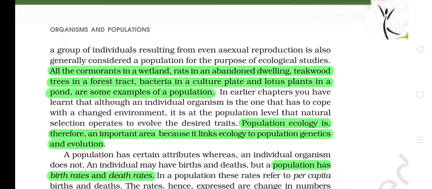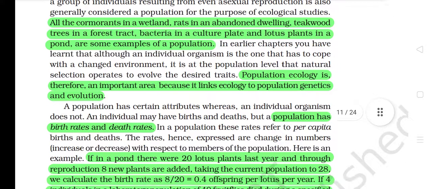All the cormorants in a wetland, rats in an abandoned dwelling, teakwood trees in a forest tract, bacteria in a culture plate, and lotus plants in a pond are some examples of a population. In earlier chapters, you have learned that although an individual organism is the one that has to cope with a changed environment, it is at the population level that natural selection operates to evolve the desired traits. Population ecology is therefore an important area because it links ecology to population genetics and evolution.